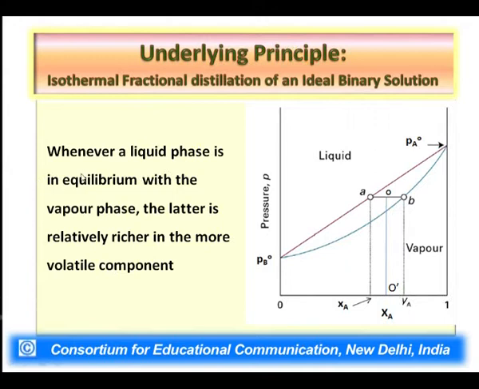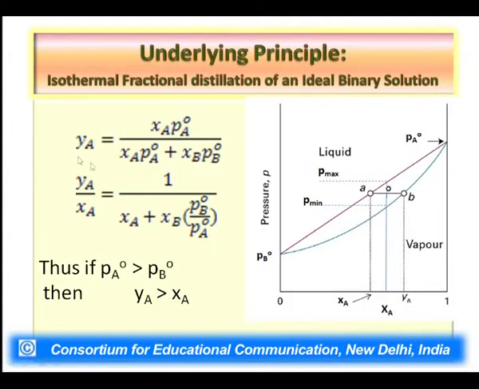So, we can conclude that whenever a liquid phase comes in equilibrium with the vapor phase, the vapor is relatively richer in the more volatile component. That is what we obtain from this phase diagram. We can also prove it mathematically. We have developed the relationship, if you recall from the previous lecture, that Ya, the amount fraction of component A in the vapor phase, can be related according to Dalton's law of partial pressure to Pa by P total, and Pa can be obtained in terms of Raoult's law as XA Pa naught, and P total in terms of XA Pa naught plus XB Pb naught.